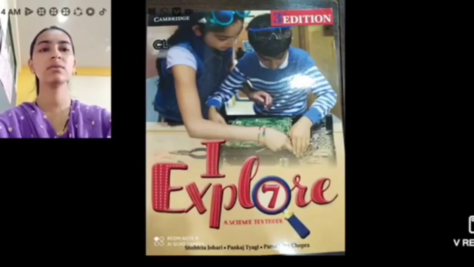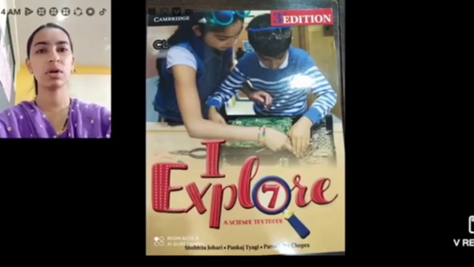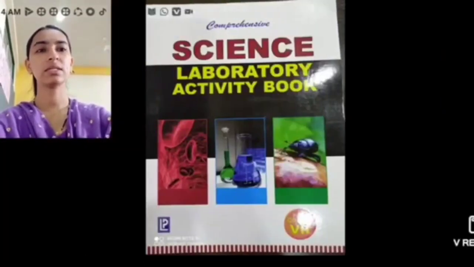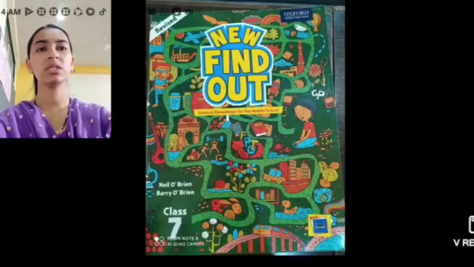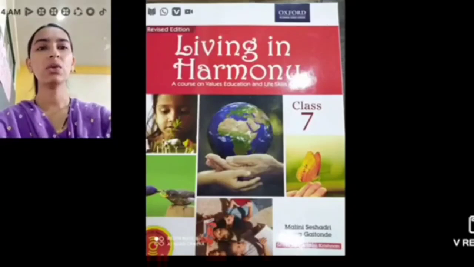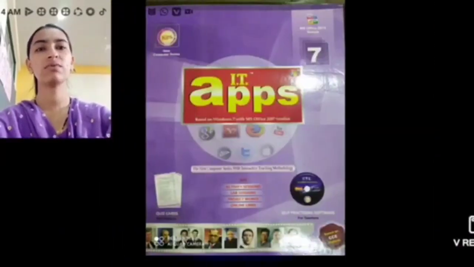Now next is for science. For science you have 3 books. First is your textbook, second is the science laboratory activity book, and third is the practical notebook. Now next subject is GK. You have the GK textbook, New Find Out. Now next is value education, Living in Harmony, in that you have only one. Okay. Now next is for computer, in that you have IT Apps, the textbook.